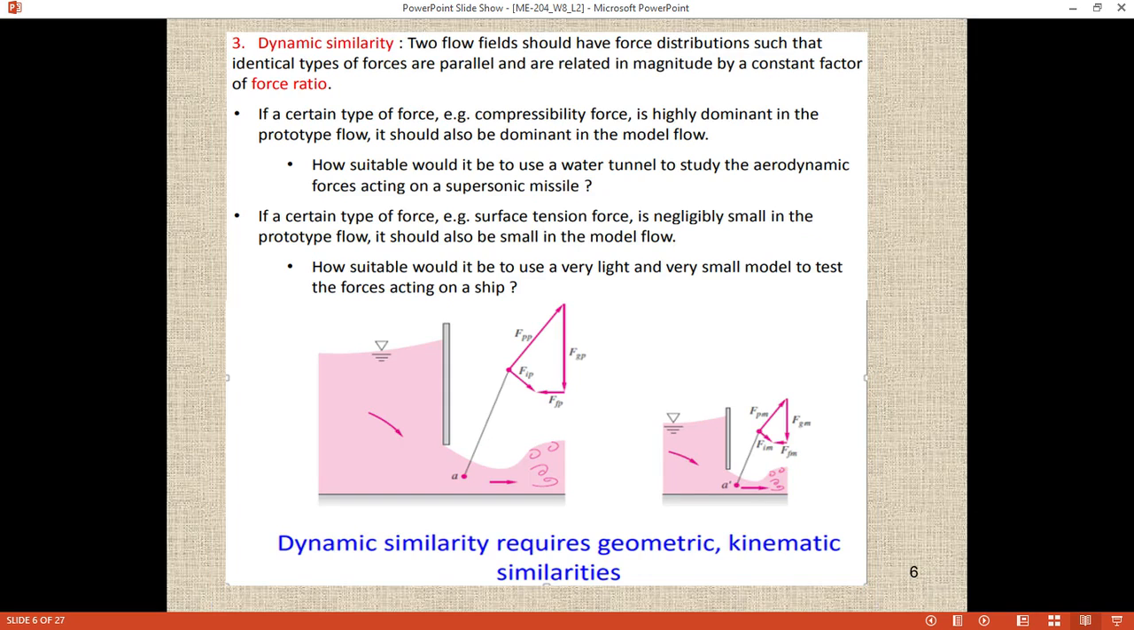And the dynamic similarity: all the force components are reduced with the factor of a force ratio. The gravity force, the friction force, and the inertia force are reduced with the same ratio, and the resultant is also reduced with the same ratio. The dynamic similarity requires geometric and kinematic similarities, so you cannot attain the dynamic similarity unless the model is geometrically and kinematically similar.